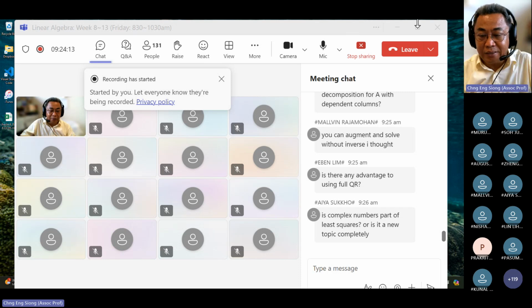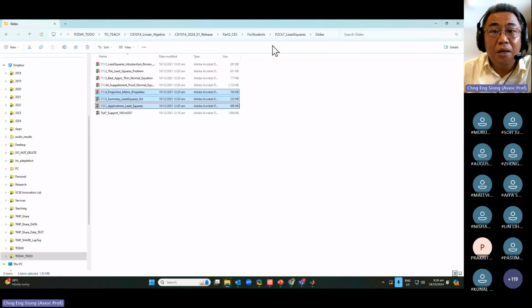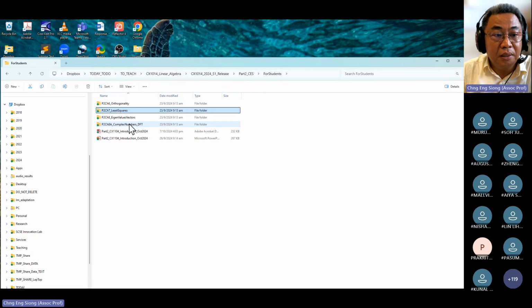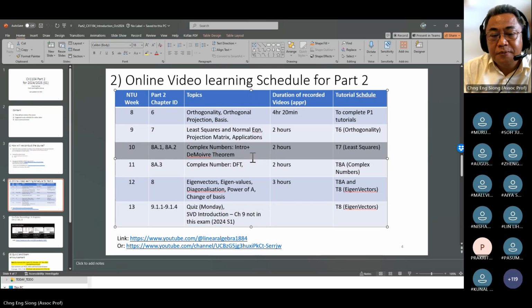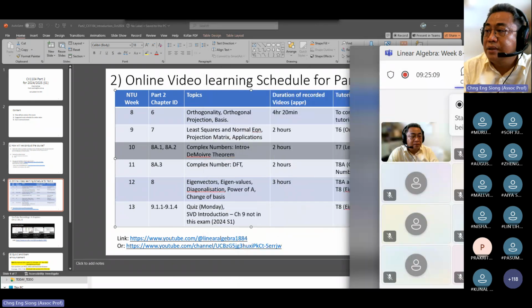Aya asks, is complex number part of least squares, or is it a completely new topic? Okay, Aya, let me show you. You will see that least squares is chapter 8a, and you will realize that we are now in week 9. Actually, I've just finished all this. I didn't want to do applications. I could have done 1 more hour of applications, but I guess you guys can do it by yourself. And I'm starting on week 10 now, complex numbers. I'm just going to introduce complex numbers, and I'll take 1 hour to introduce them. Does that answer your question, Aya? Yes, great. All right.